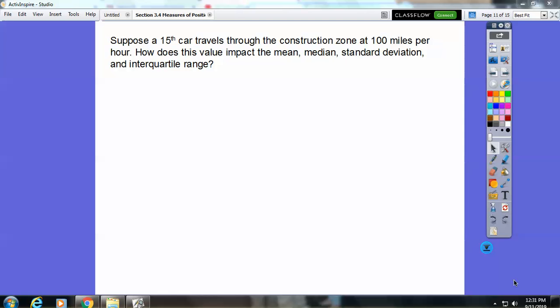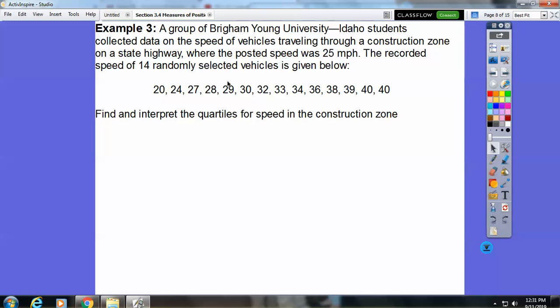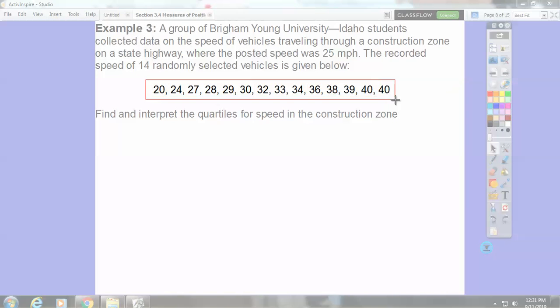Remember the example that we have been using in this section: we had the speed data, speeds of cars going through a construction zone. So I want to suppose that I add a 15th car to this data. Here is my beginning data.